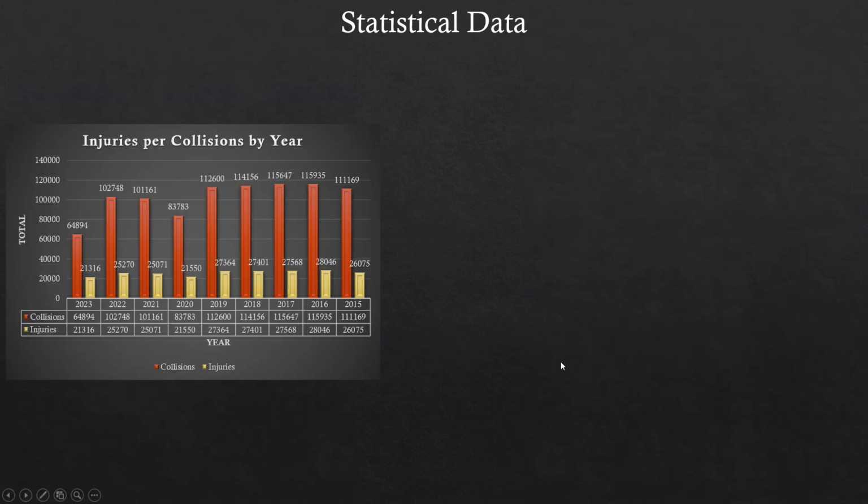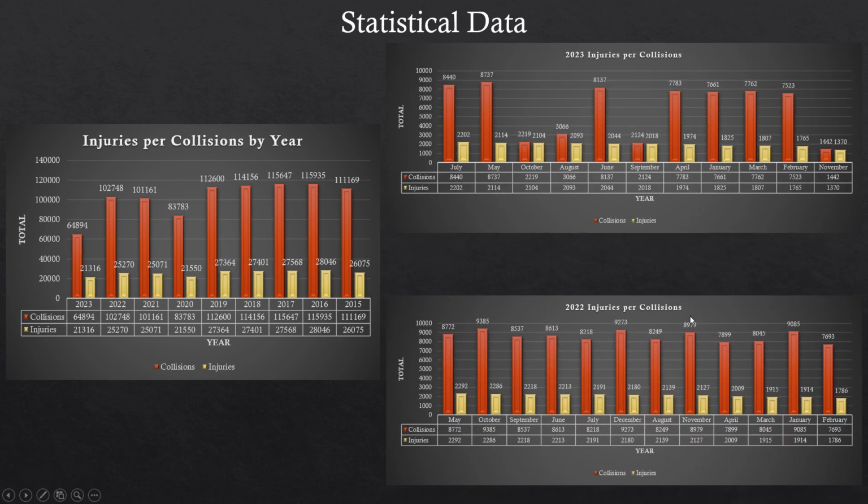Injuries per collision by year. So this aggregation takes the total collisions and compares it to how many injuries resulted from those collisions. So for example 2023, about 65,000 collisions resulted in about 21,000 injuries. Broken down a little bit further by year and month, we can see the same data just distributed monthly.